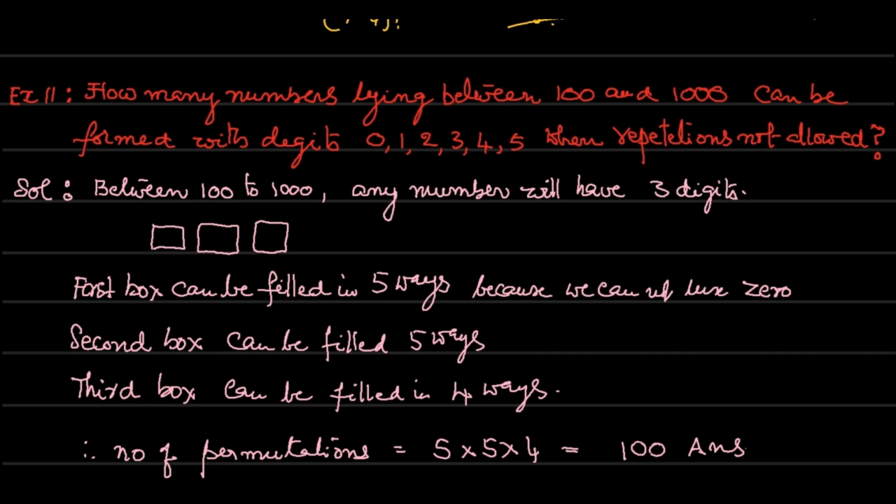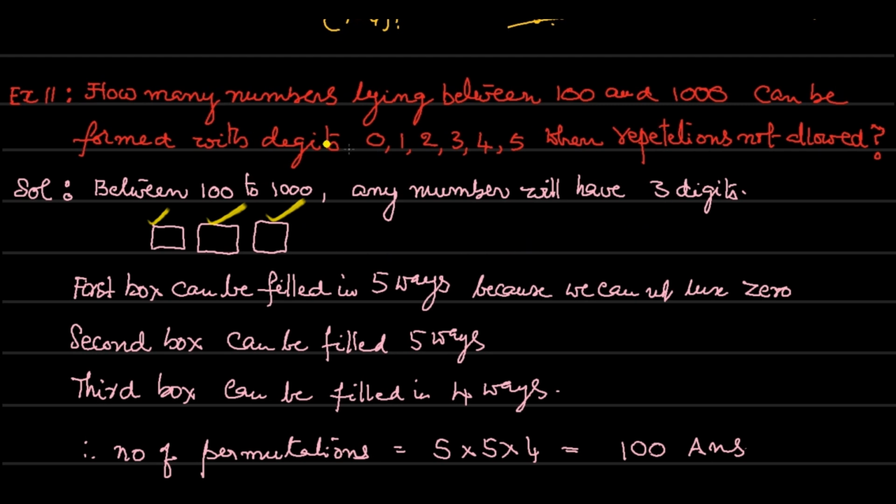Example 11. How many numbers lying between 100 and 1000 can be formed with the digits 0, 1, 2, 3, 4, 5? There are 6 digits here, when repetitions are not allowed. How many numbers lying between 100 and 1000? Between 100 and 1000 there are only 3-digit numbers. So I put 3 boxes here.